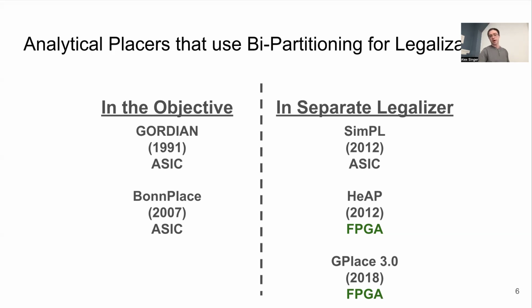And then next week, we'll talk about the separation approach, these are all based on SimPL. So SimPL from 2012, which is an ASIC placer. Then HeAP, which is from 2012, which is an FPGA placer based on SimPL. And then GPlace 3.0, which is from 2018, which is also an FPGA one.